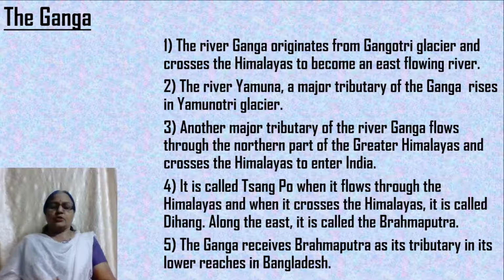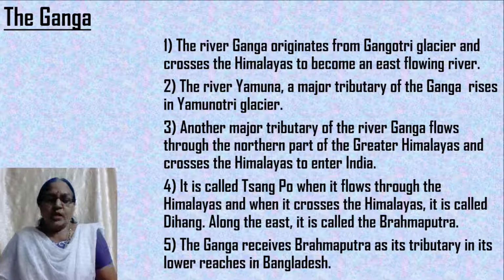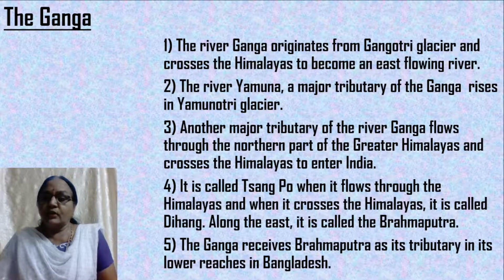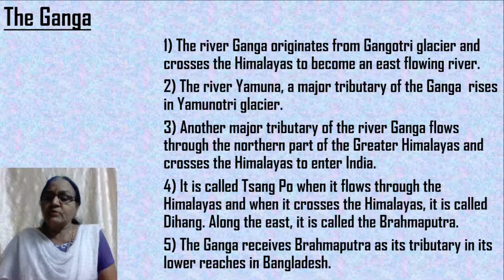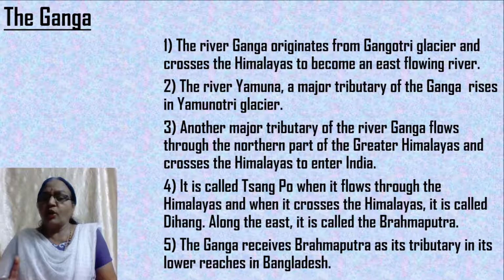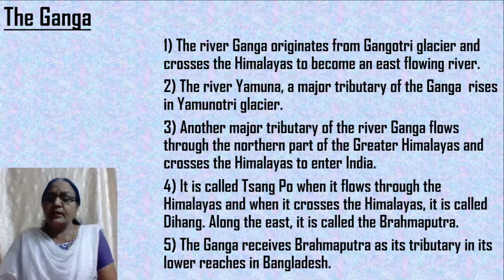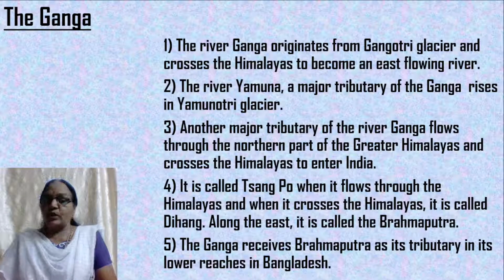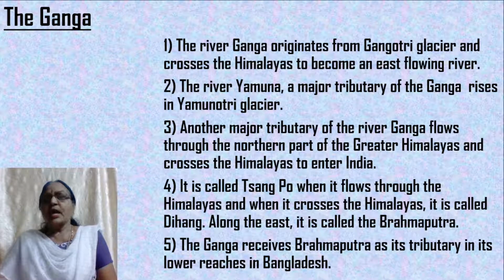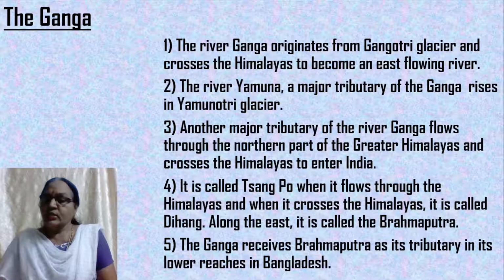As I told you, the Ganga is joined by the river Yamuna as it moves down the Himalayas. At the same time, another major tributary of the river Ganga flows through the northern part of the greater Himalayas, and then it enters India through Arunachal Pradesh. In the Himalayan region, this is known as Sangpo. Then when it crosses over the Himalayas, it is called Dihang. And along the eastern part, it is called Brahmaputra.